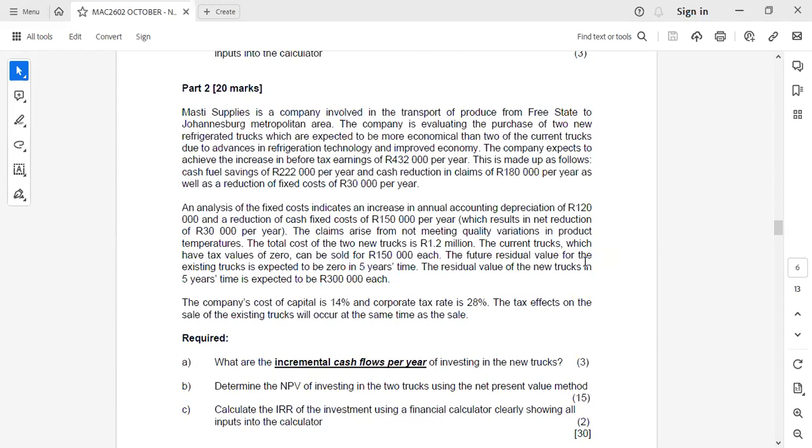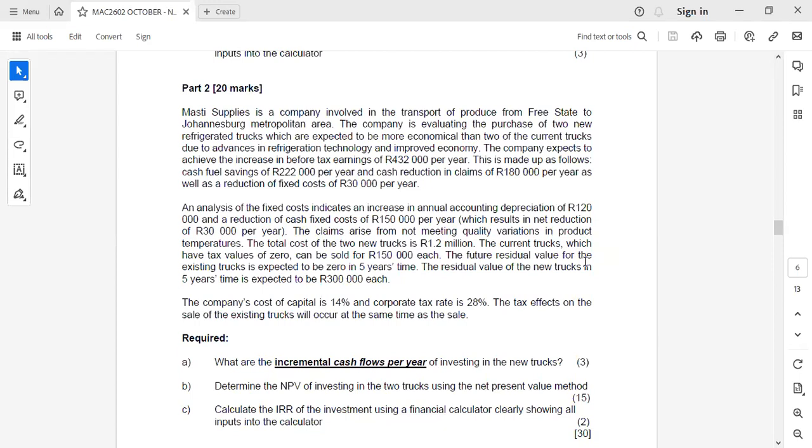The total cost of the two new trucks is 1.2 million. The current trucks, which have a tax value of 0, can be sold for 150,000 each. The future residual value for the existing trucks is expected to be 0 in 5 years' time. The residual value of the new trucks in 5 years' time is expected to be 300,000. The company's cost of capital is 14% and company tax rate is 28%. The tax effects on the sale of the existing trucks will occur at the same time as the sale.